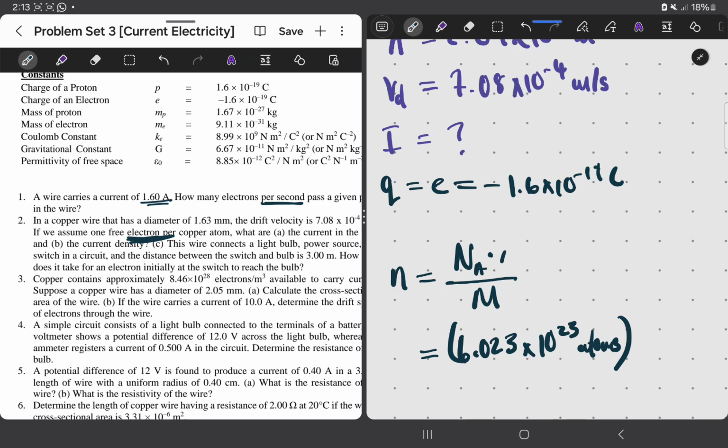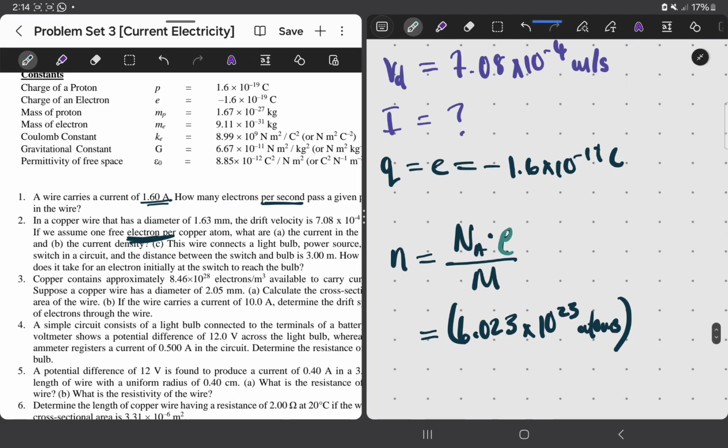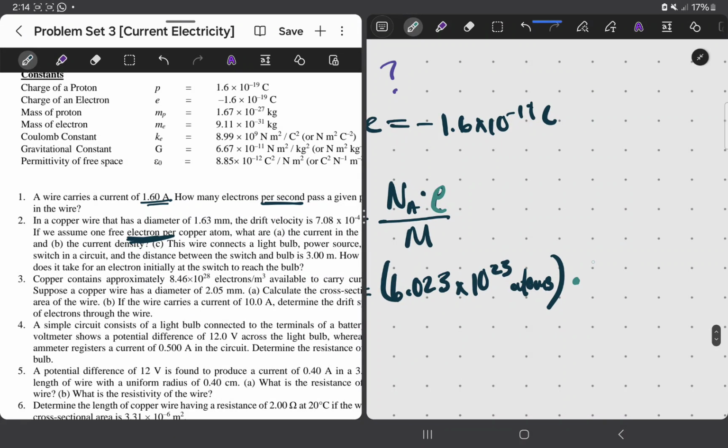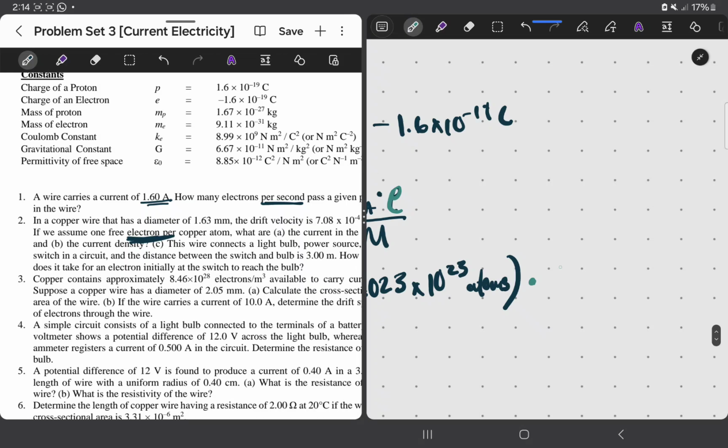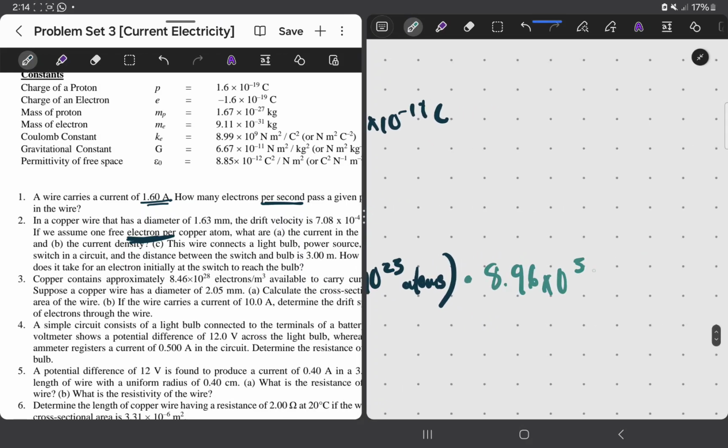So it's like a P, like a rho. Density is actually a rho, but here they are writing it like this so that you don't confuse it with resistivity. But anyway, this is going to be the density of copper, which you should know off the top of your head: 8.96 times 10 to the power of 3. That is going to be your density.